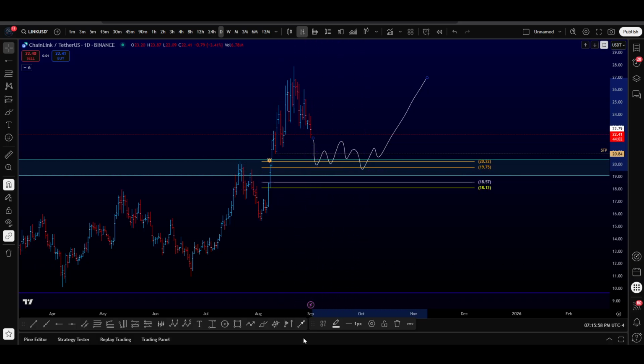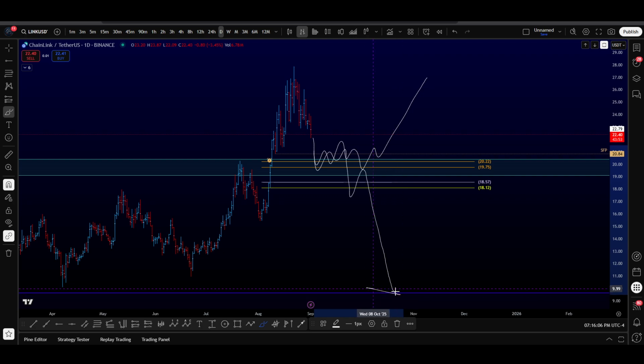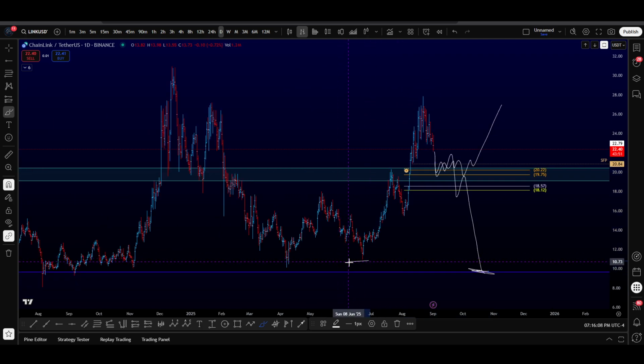Now, if we lose this support zone, then we're looking for a back test of this area to enter short, aiming for these lows down here, right? Because there's going to be liquidity below these lows, mainly. Those will be the targets.